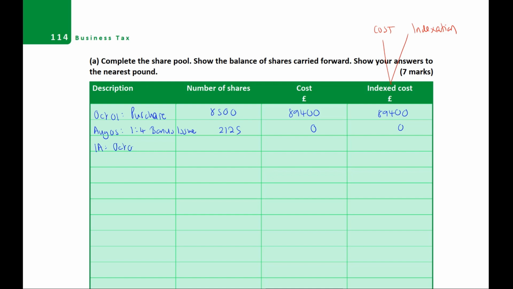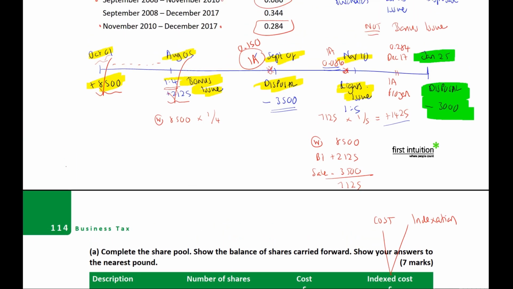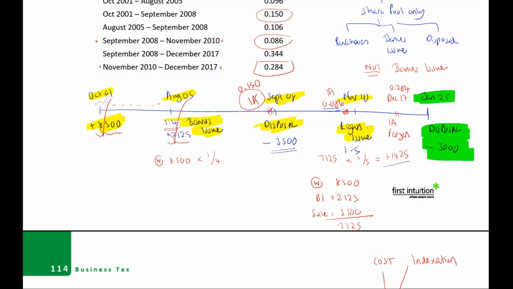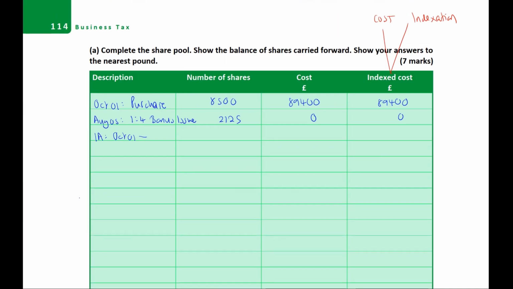I'm just going to index from October 01, which is the initial purchase, right through to, let's have a look, it's October 01 through to September 08, which is where the 1.5 comes from, or the 0.15 rather. So my indexation is going to be the indexation factor multiplied by the indexed cost. So I always index the indexed cost column. It doesn't affect the number of shares. It doesn't affect the cost of those shares. The only column that indexation affects is the indexed cost column.